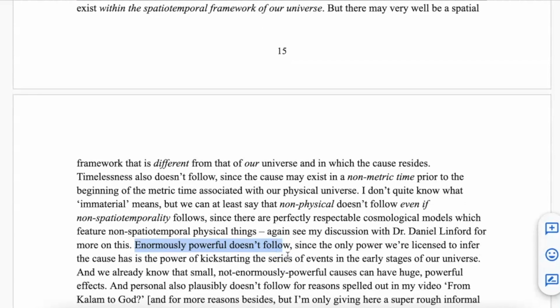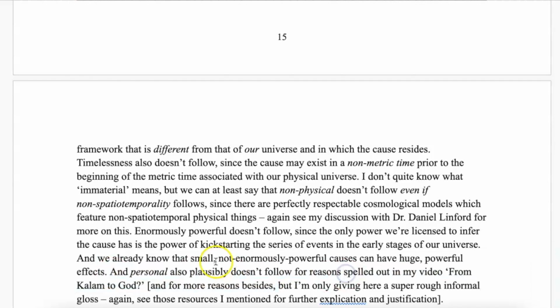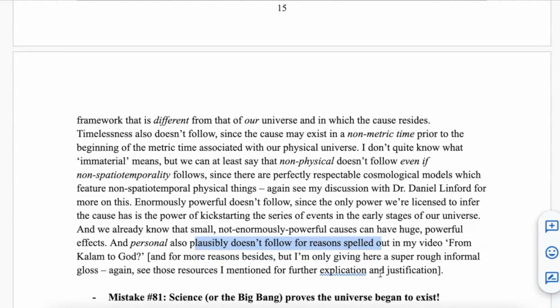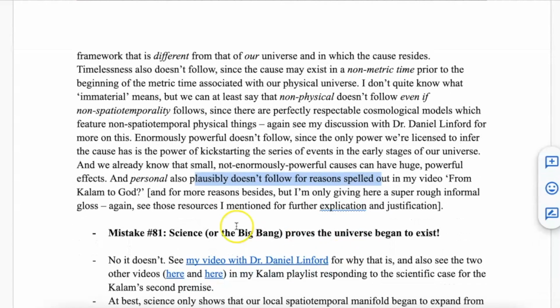is the power of kickstarting the series of events in the early stages of our universe. And we already know that small, not enormously powerful causes can have huge, powerful effects. And personal also plausibly doesn't follow for reasons spelled out in my video from Kalam to God, and for more reasons besides, but I'm only giving here a super rough informal gloss. Again, see those resources I mentioned for further explication and justification. All of them are in the resource document linked in the description. Okay, that's mistake number 80. On to mistake number 81.